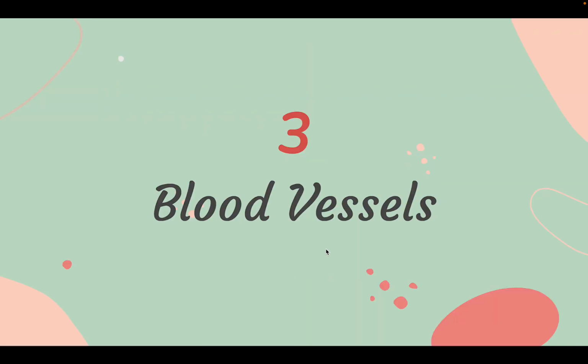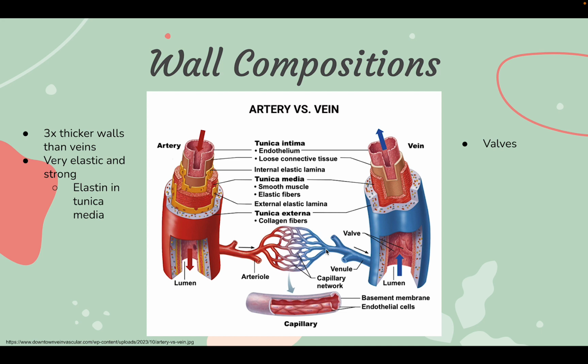All right, so now let's talk about blood vessels. So we're just going to look at the wall compositions of different blood vessels. So we have our arteries, our veins, and our capillaries. You see that for the arteries and the veins, we have the same layers, but they have different thicknesses and slightly different makeups. So first thing to note is that the lumen of the artery is much skinnier, because the walls of an artery are 3 times thicker than those of veins.